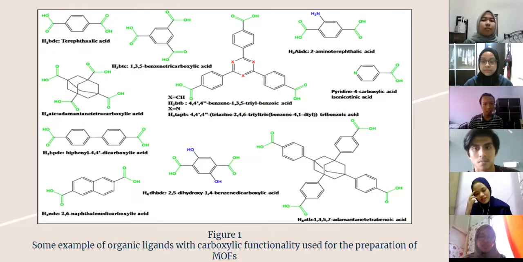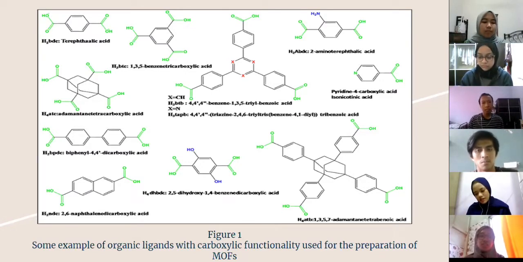This figure shows examples of organic ligands with carboxylic functionality that we use for the preparation of metal organic frameworks. For example, we have H2BDC, terephthalic acid. We also have 1,3,5-benzene tricarboxylic acid, and some more.